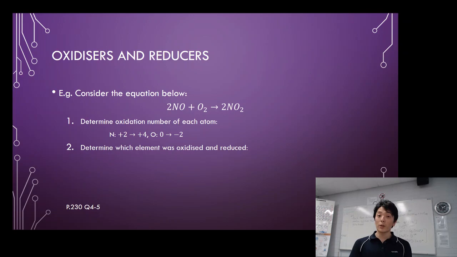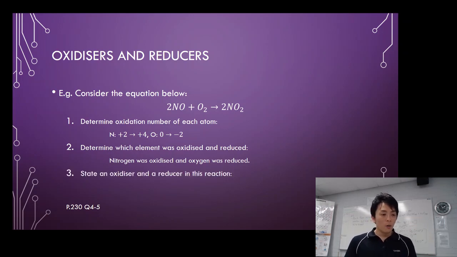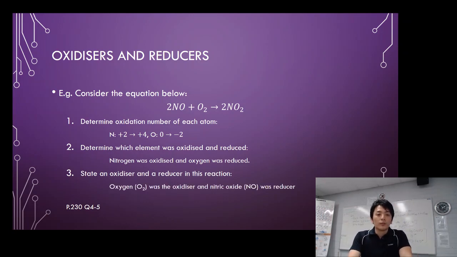Determine which element was oxidized and reduced. In this case, nitrogen was oxidized because it lost electrons, 2 electrons, or you can also say its oxidation number increased, whereas oxygen was reduced. Why? Because it gained electrons, or its oxidation number decreased. Hope that makes sense. Now, which one was the oxidizer and which one was the reducer? The oxygen species, O2, was the oxidizer, and nitric oxide, NO, was the reducer.